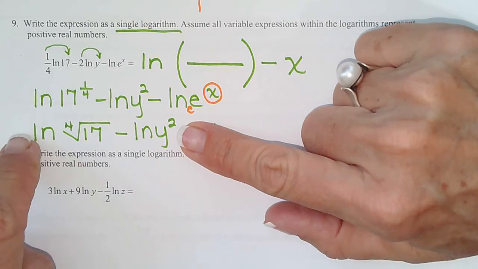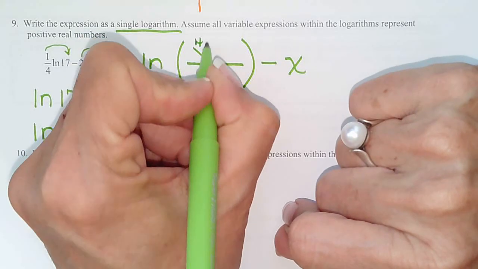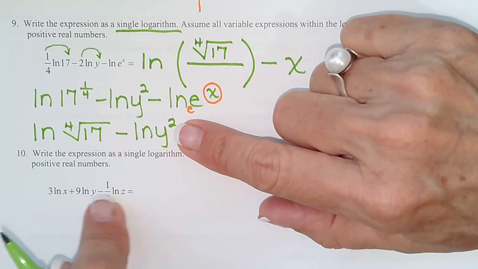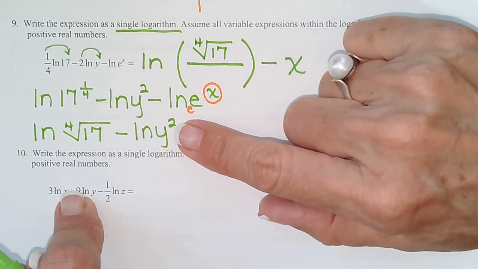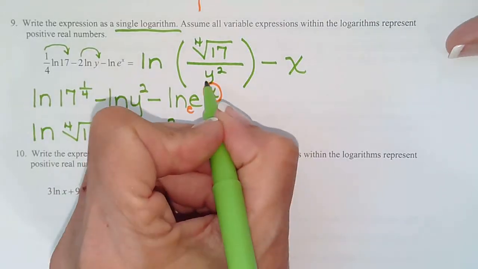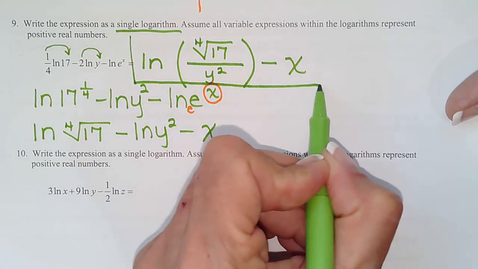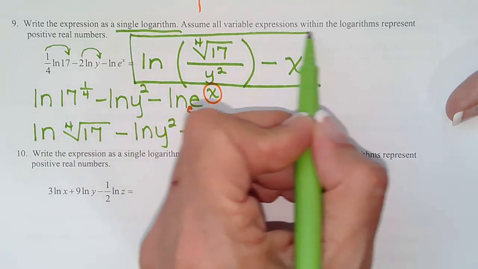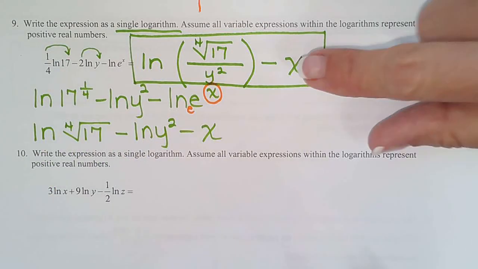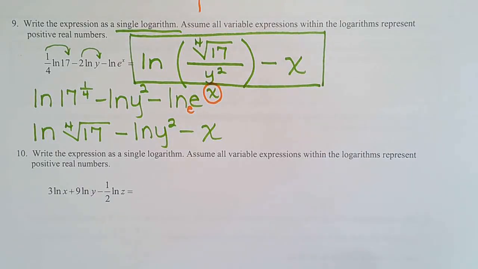We learned in the last section when the log is positive, that means its argument goes in the numerator. When the log is negative, just like when the exponent's negative, you have to bring the argument down to the denominator. So y squared goes down here. So that would be your final answer. So natural log of 4th root 17 divided by y squared, minus x. So we wrote the natural log once. This no longer was part of the log scene, so it stayed outside the parentheses. And there's our answer.